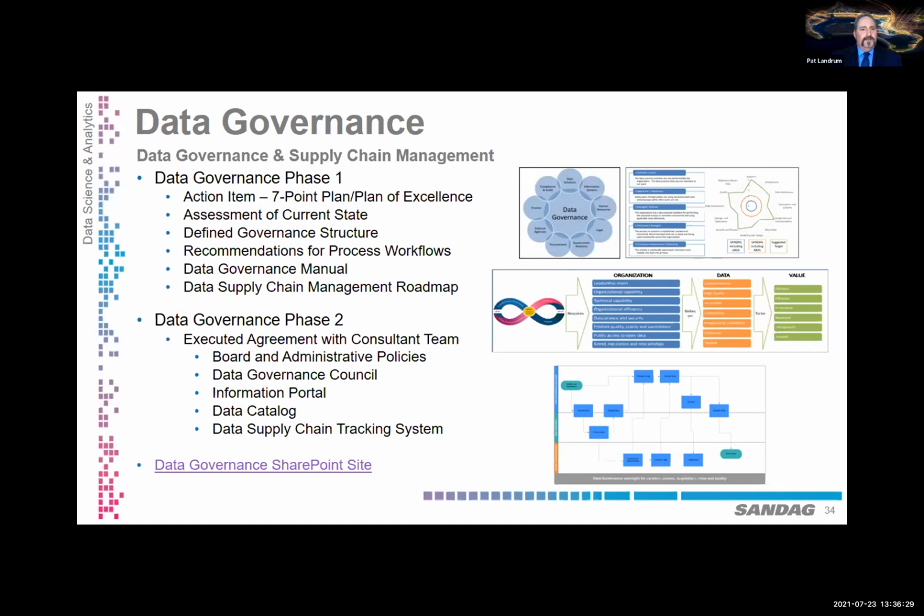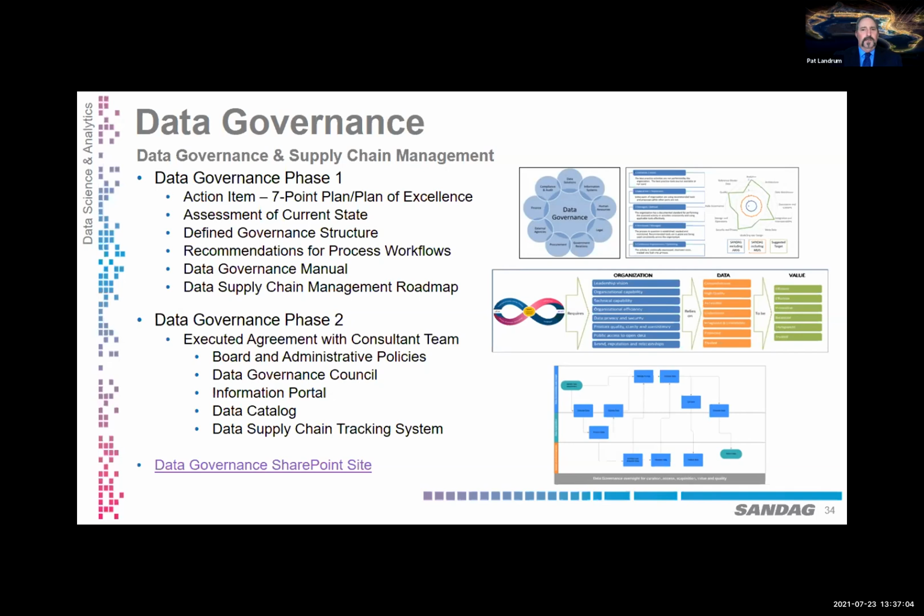So digging into data governance a bit, as I mentioned, in response to the 7-point plan and plan of excellence, beginning in 2019, we initiated what we'll call phase 1 of our data governance effort. It really was about doing an assessment of the current state. How is SANDAG performing data governance activities well or not well in certain areas? What kind of structure did we currently have? Also, developing recommendations for process improvements and workflow improvements.